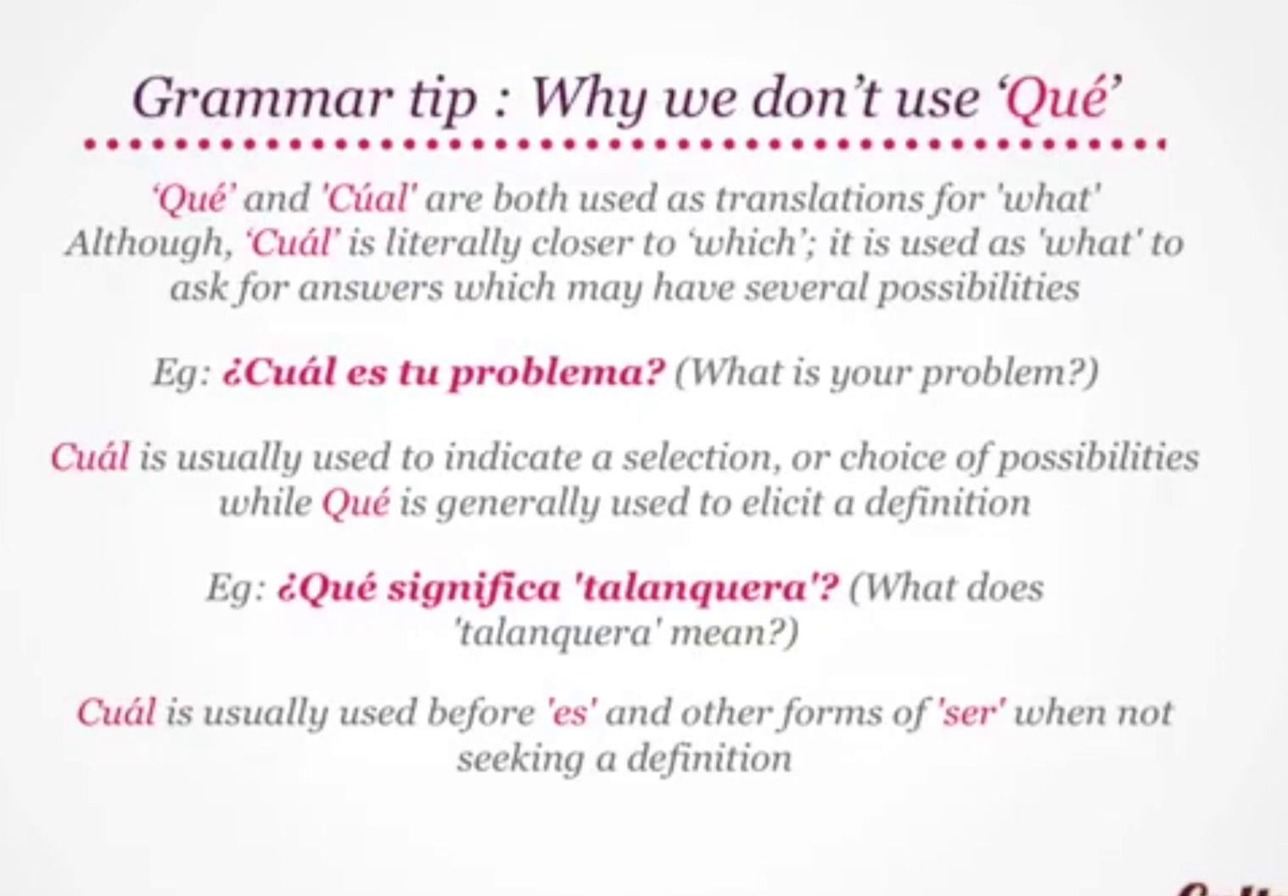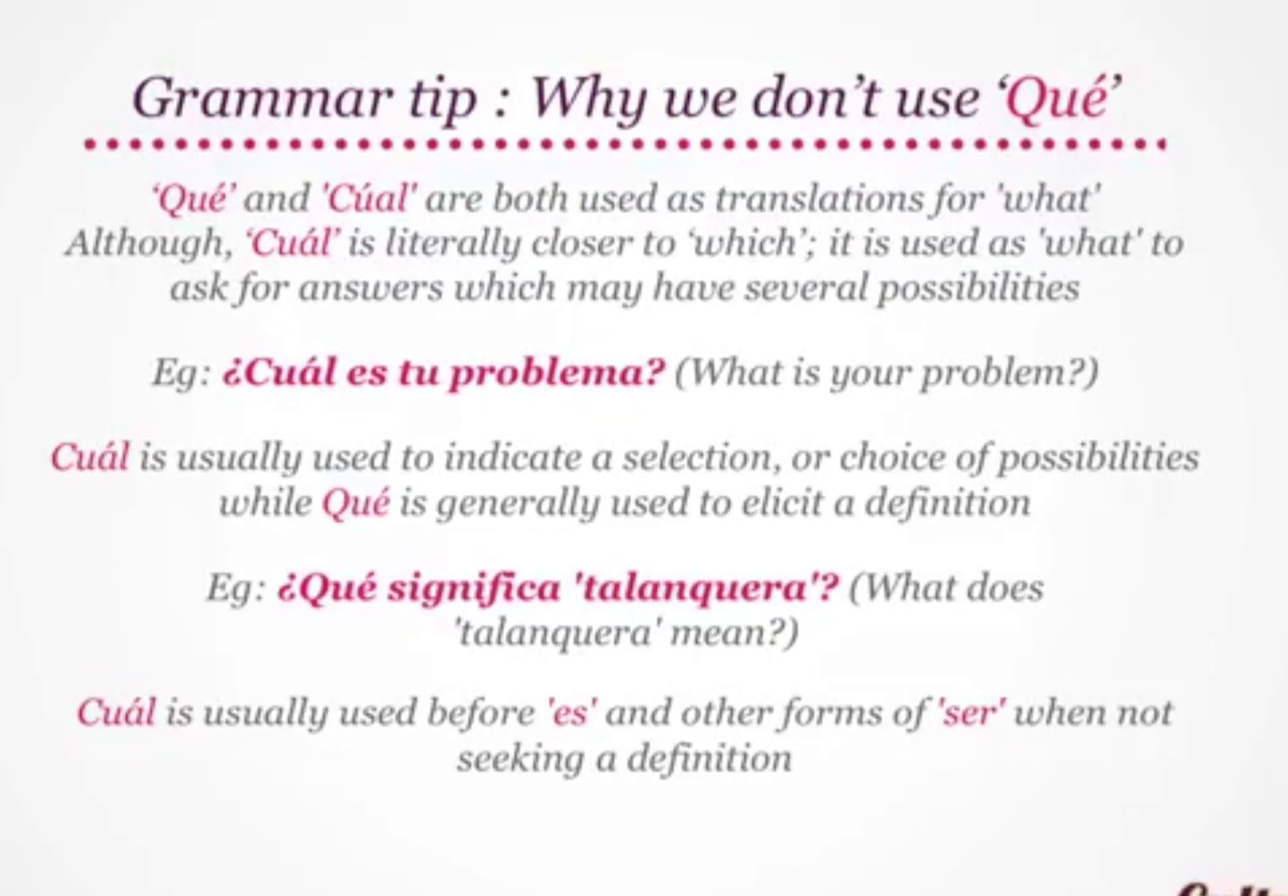Qué and cuál are both used as translations for what. Although cuál is literally closer to which, it is used as what to ask for answers which may have several possibilities. Example, ¿Cuál es tu problema? Translates to, what is your problem? ¿Cuál? is usually used to indicate a selection or choice of possibilities, while qué is generally used to elicit a definition. For example, ¿Qué significa talanquera? Translates to, what does talanquera mean?